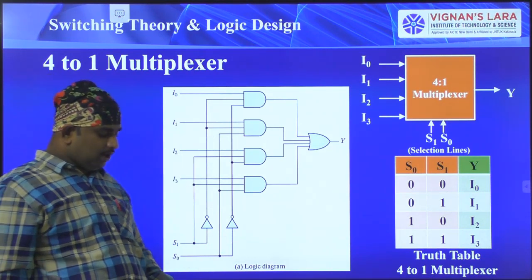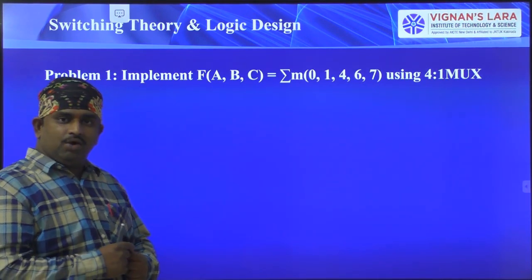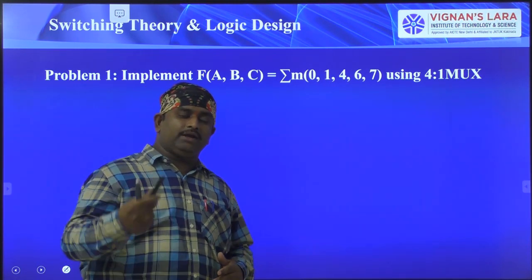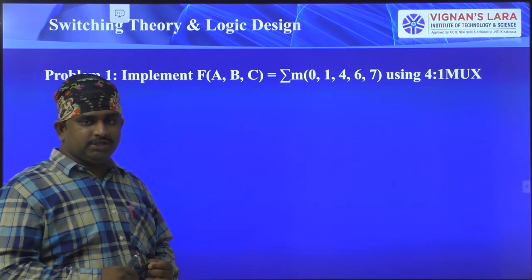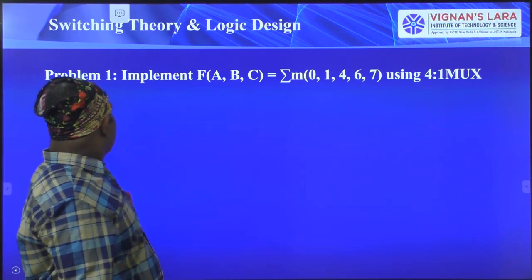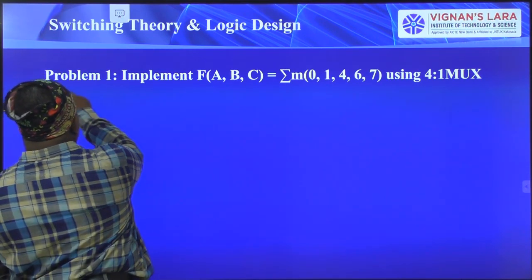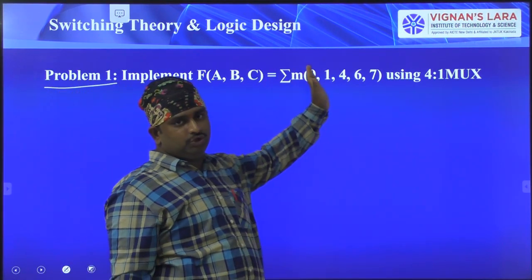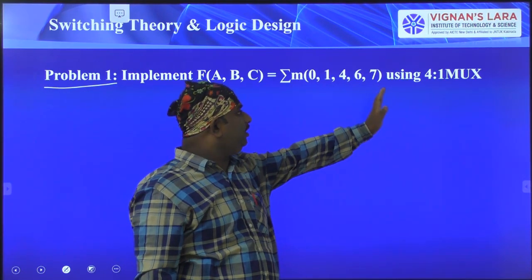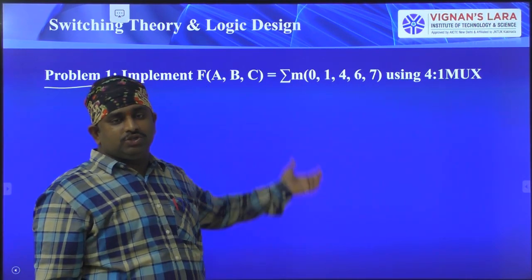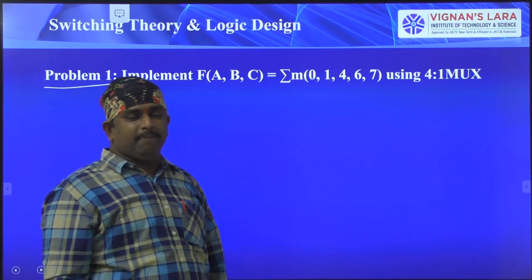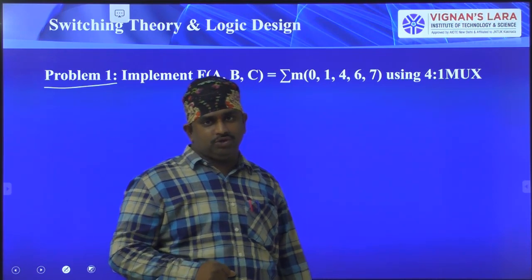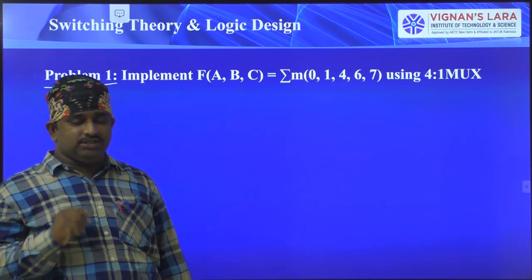Okay, right. Now here, the 4:1 multiplexer we know, the 8:1 multiplexer also we know, and how to implement a higher order multiplexer by using lower order multiplexers also we know. Here our target is, here we have a problem. That problem statement is: implement f of ABCD is equal to sigma 0, 1, 4, 6, 7 using a 4:1 mux. So this Boolean function we have to implement by using a multiplexer, and that multiplexer is a 4:1 multiplexer.